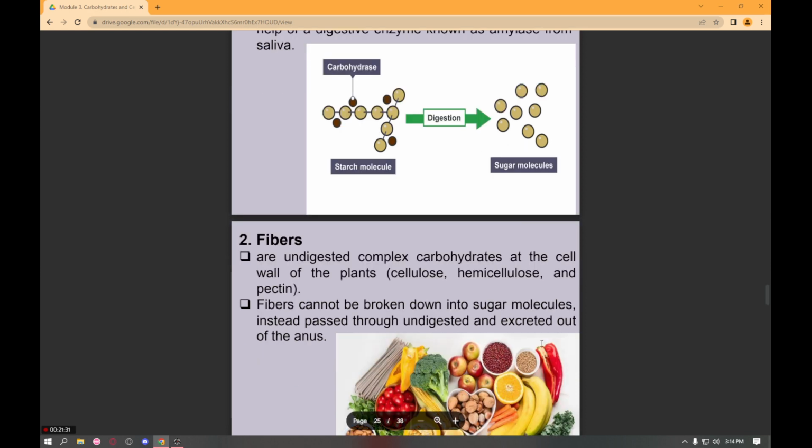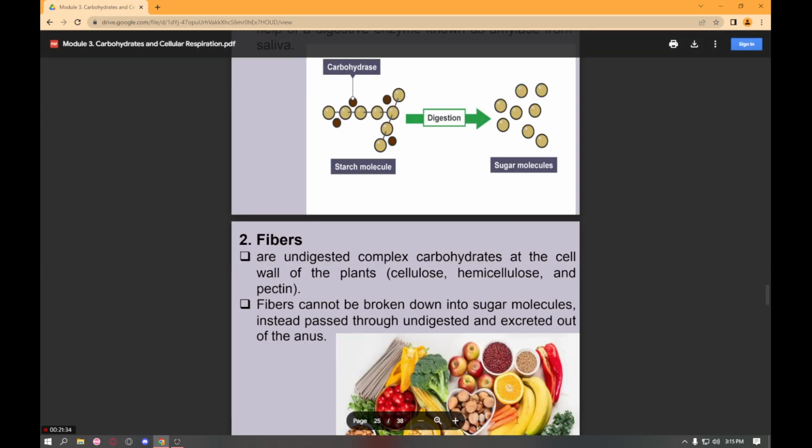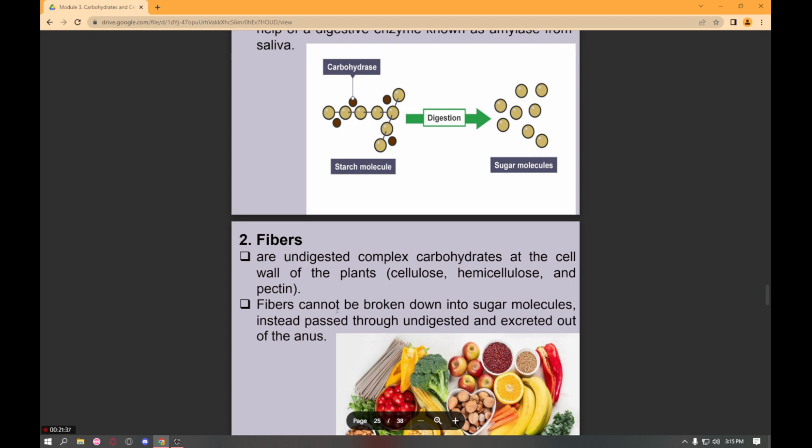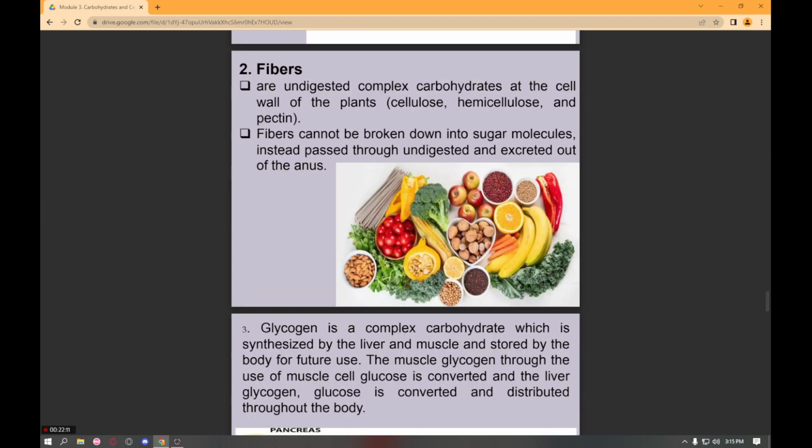How about when you say fibers? These are undigested complex carbohydrates at the cell wall of the plants. So these are found at the cell wall of the plant. What we see there is your cellulose, which is undigested food. Fibers cannot be broken down into sugar molecules. They are not like our starches. Your starches are converted into sugars, while your fibers are converted into undigested food and excreted out of the anus. So they are laxative.